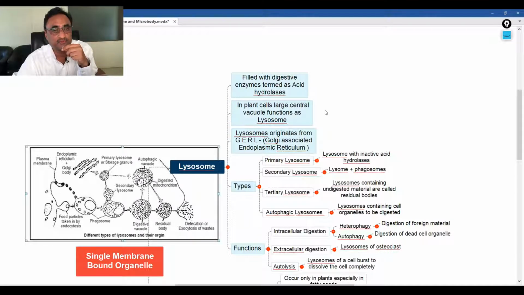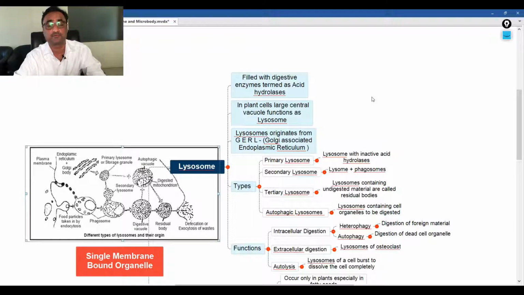And as far as the origin of lysosome is concerned, it is the Golgi body that is responsible for the lysosome, and we often say that it originates from GERL. GERL stands for Golgi associated endoplasmic reticulum, right? So, they are primarily responsible for the origin of lysosome. Now, the important thing in a lysosome, there are different types: primary lysosome, secondary lysosome, tertiary lysosome, and quaternary lysosome, or we also say autophagic lysosome.